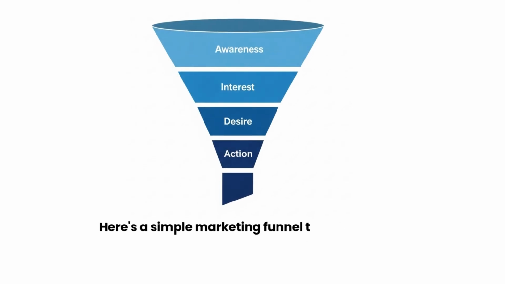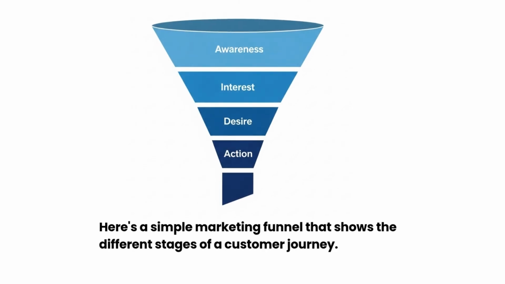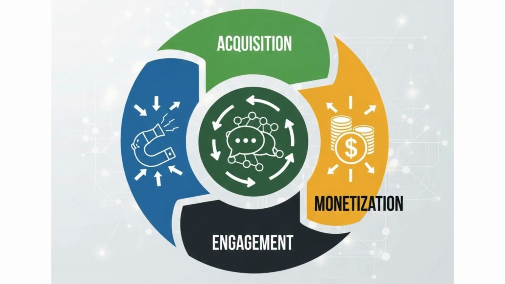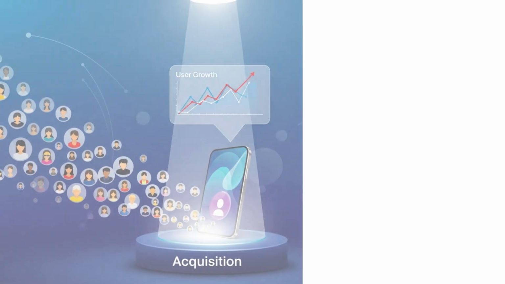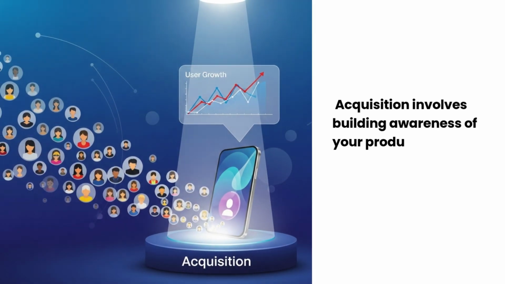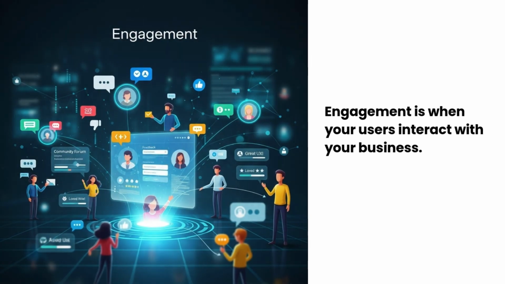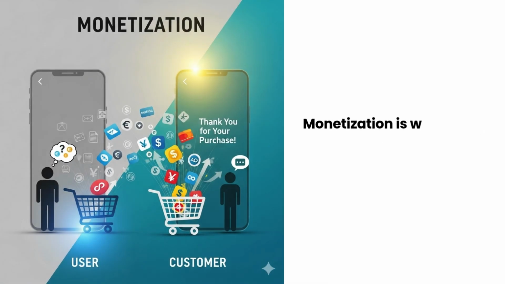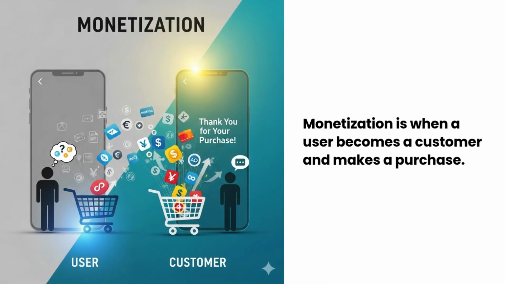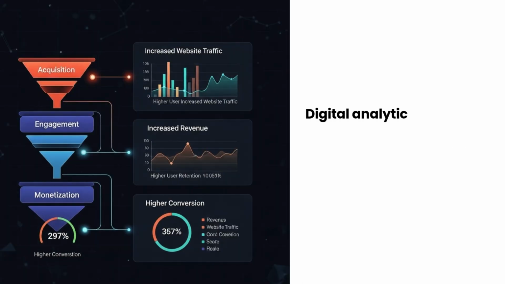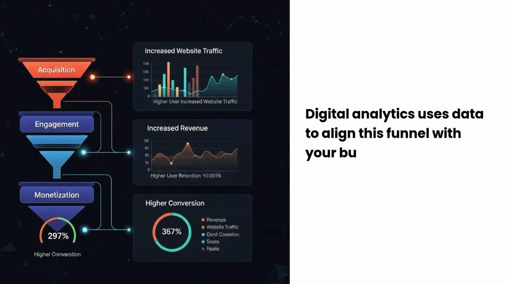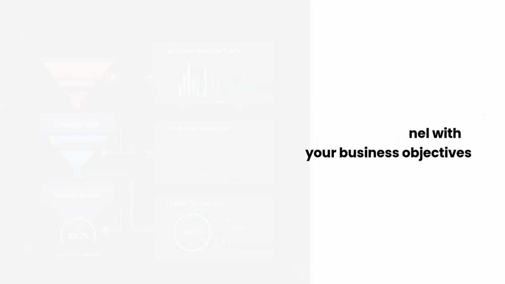Here's a simple marketing funnel that shows the different stages of a customer journey: acquisition, engagement, monetization. Acquisition involves building awareness of your product or service and acquiring user interest. Engagement is when your users interact with your business. Monetization is when a user becomes a customer and makes a purchase. Digital analytics uses data to align this funnel with your business objectives.